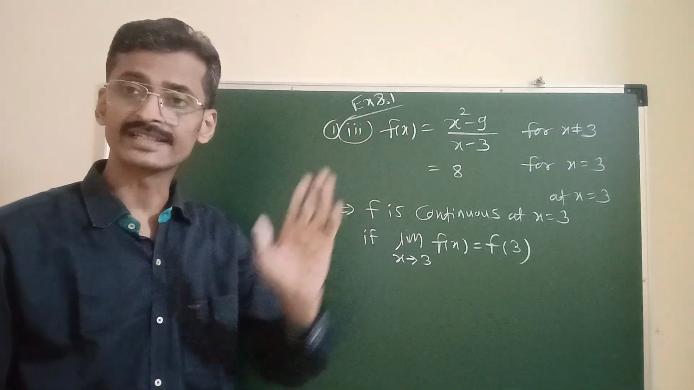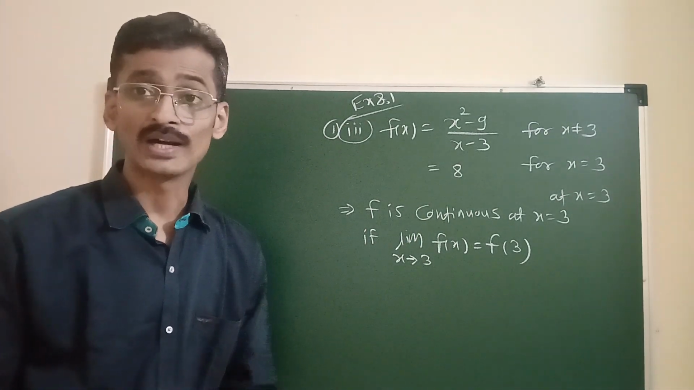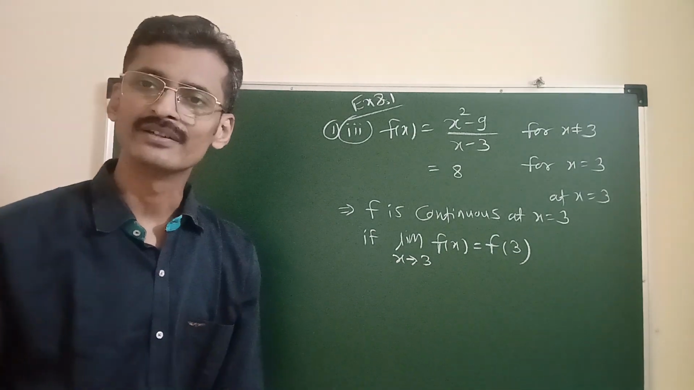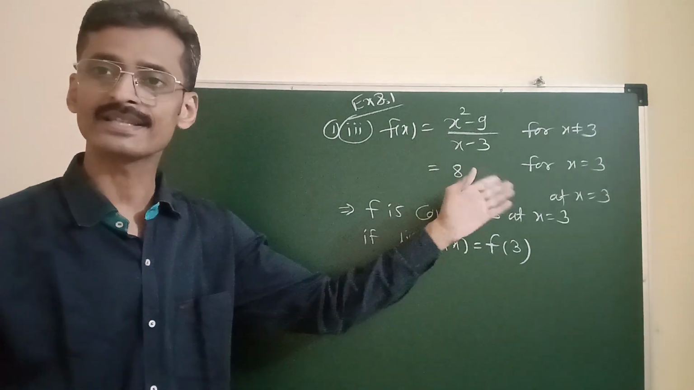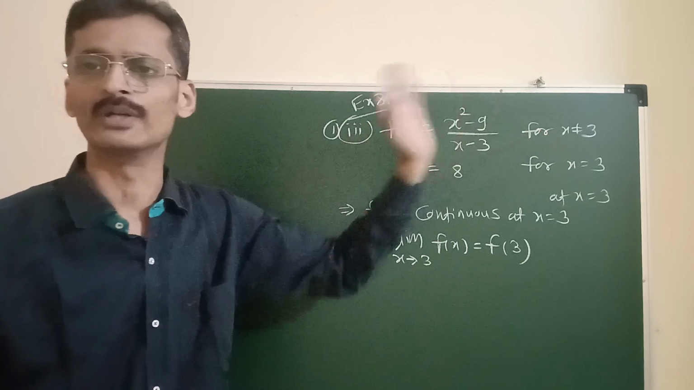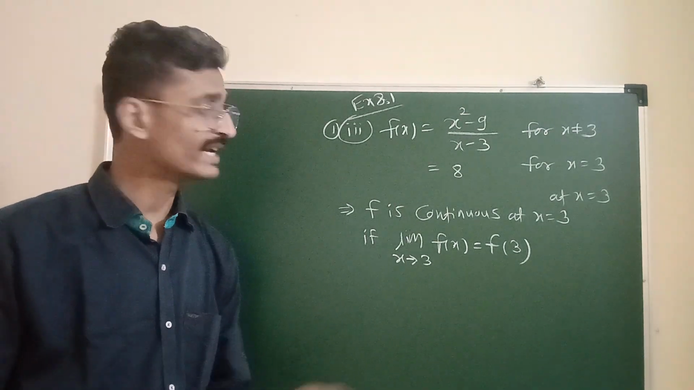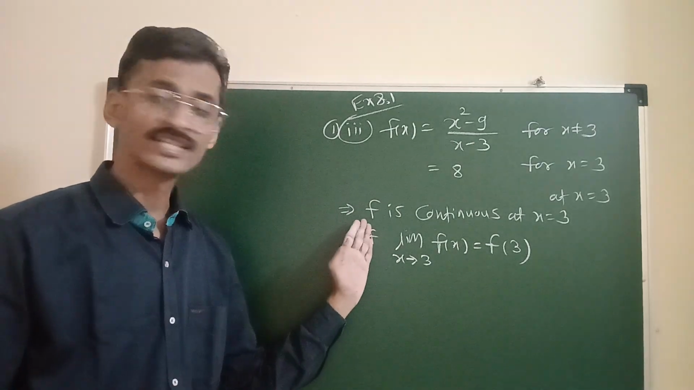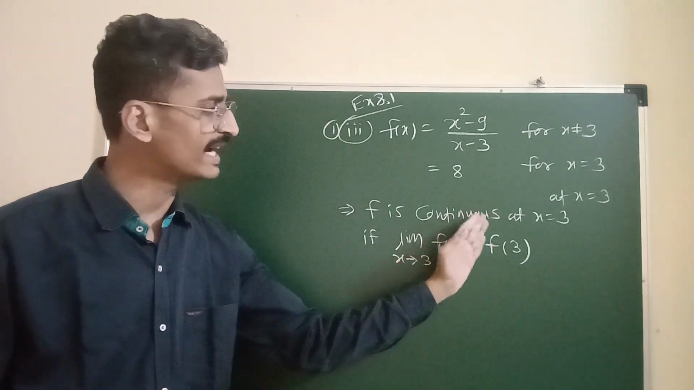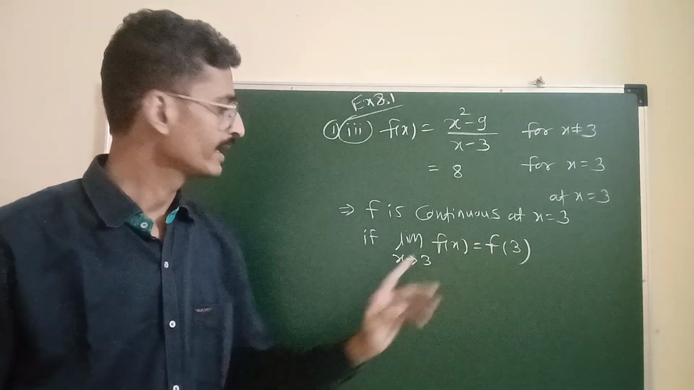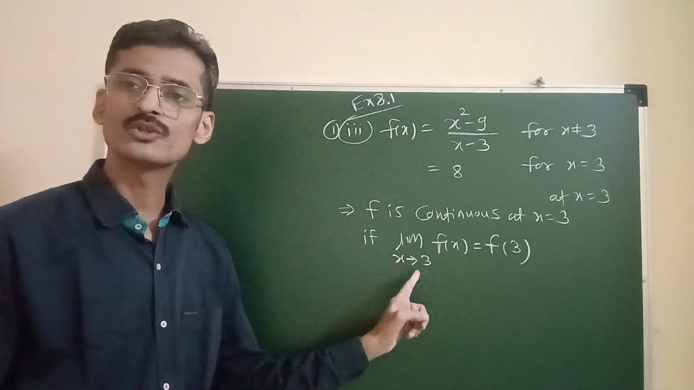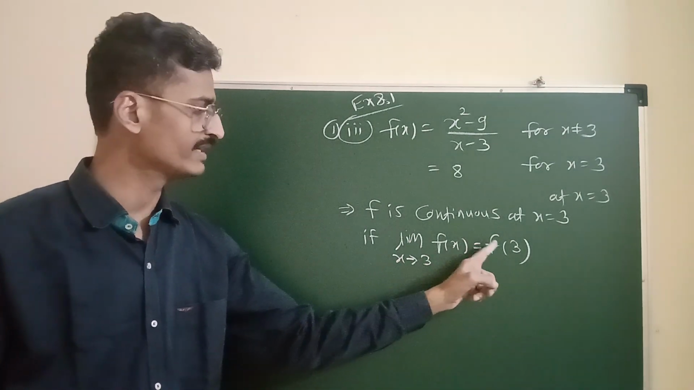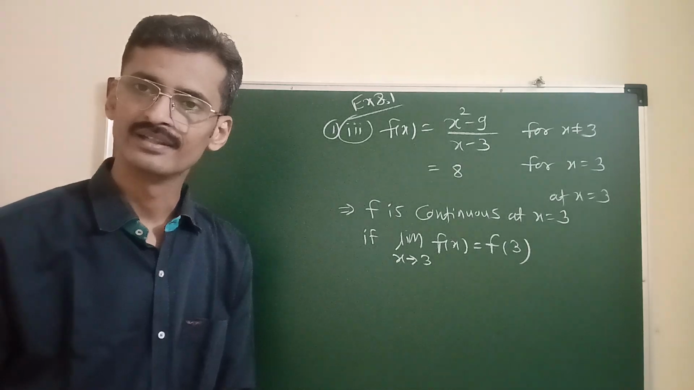So here less than, greater than is not given, so we don't want the left hand and right hand side limit. Here the function is given in two parts, x is equal to 3 and not equal to 3. So how can we check whether the function is continuous at 3 or not? The condition is f is continuous at x is equal to 3 if limit x tends to 3 f of x is equal to f of 3.